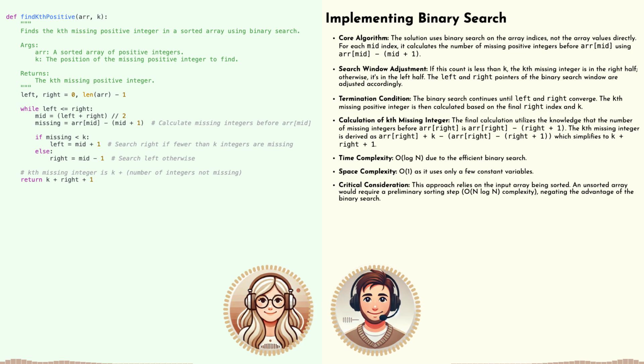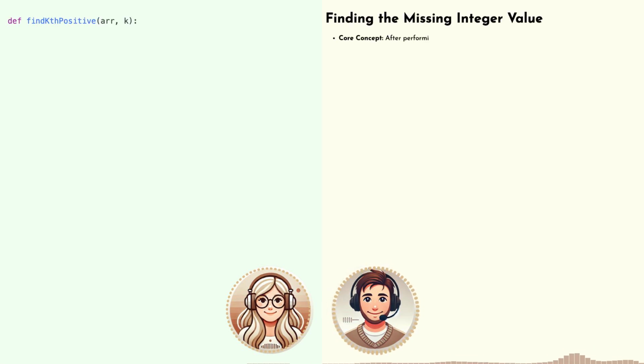find the new middle element, calculate the missing numbers before it, compare that count to k, and adjust the search range again. We keep doing this until our left pointer crosses over the right pointer. When that happens, it means we found the spot where the kth missing integer should be. But we still don't know the actual value of that missing integer. Right, but we're very close. So how do we get that final value?